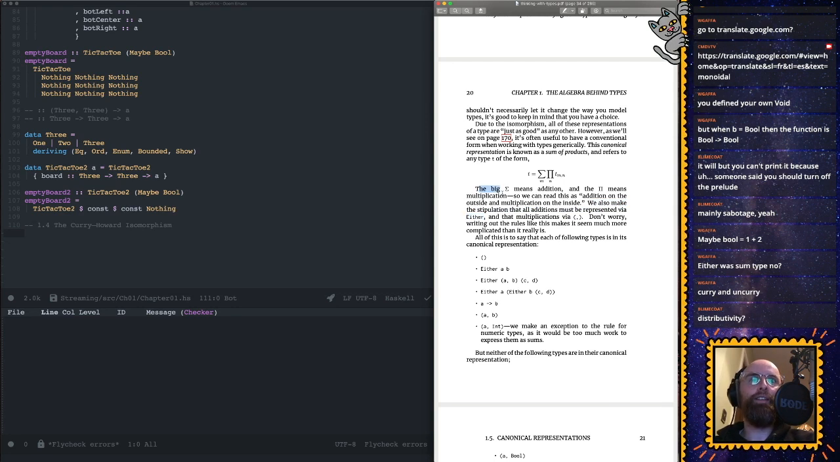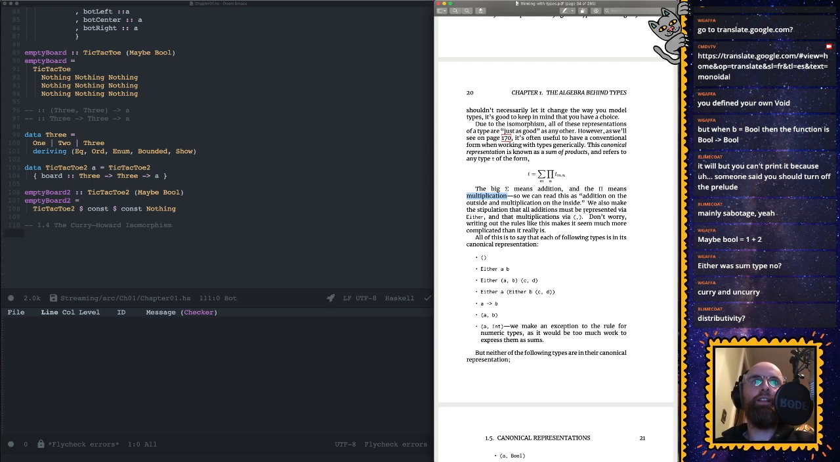So the big Σ, don't skip again, means addition. This symbol is addition, okay? And the Π means multiplication, not like "pi, captain", it's not a sailor. So we can read this as addition on the outside and multiplication on the inside.